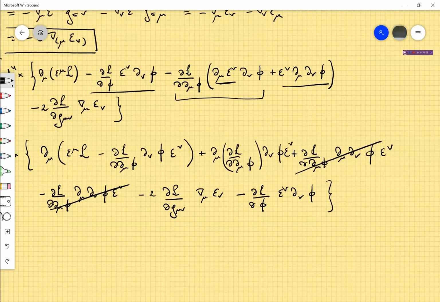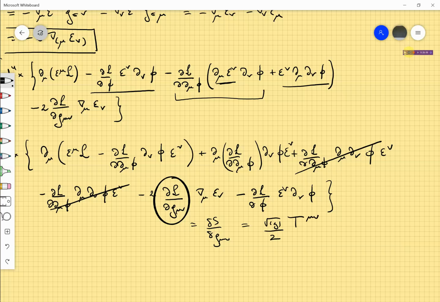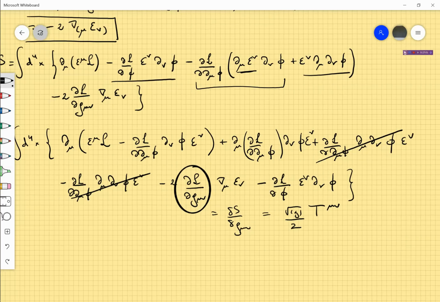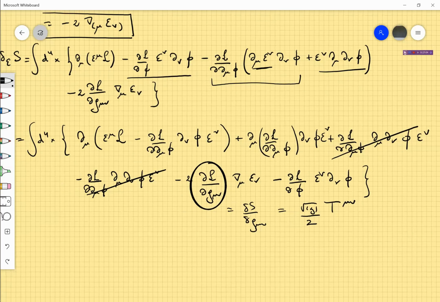Okay, another thing is that this partial derivative with respect to G mu nu, and since the indices of G mu nu of the metric are down, this is 2 times divided by, sorry, the other way around, is the square root of G divided by 2 T mu nu, okay, the gravitational T mu nu, which in this case coincides with the canonical one, so I'm not going to make any distinction.